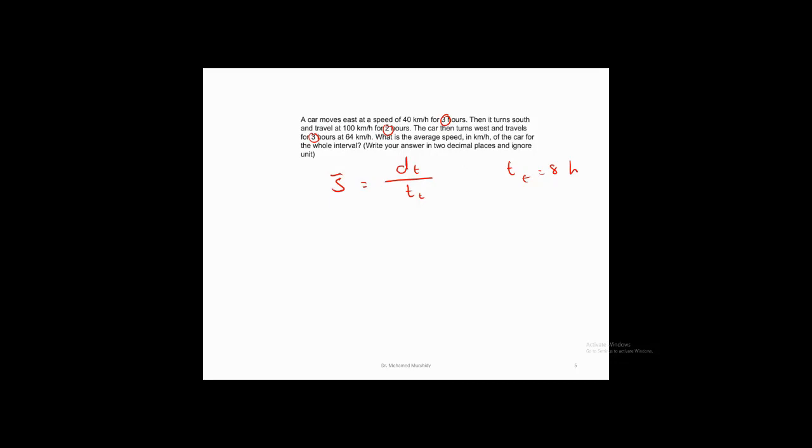The problem: how to get the total distance. It's so simple. We have 3 stages. This is the first one, the second one, and the third one, and we need to find D1, D2, and D3. What equation should we use to find the distance?